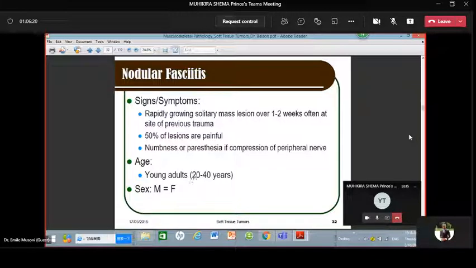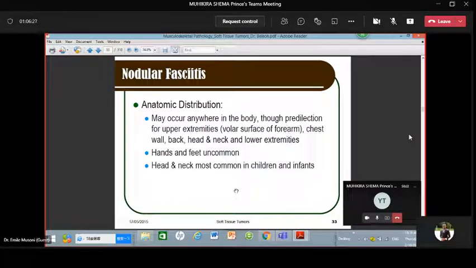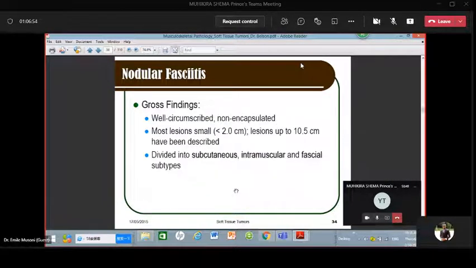Most of the time it is around 20 to 40 years, but it is not a rule. You can even find it in the young. Anatomical distribution, it may occur anywhere in the body: the upper extremities, chest, back, head and neck, and lower extremities. Can be found on hands and feet, which is uncommon. Head and neck is most common in children and in infants.